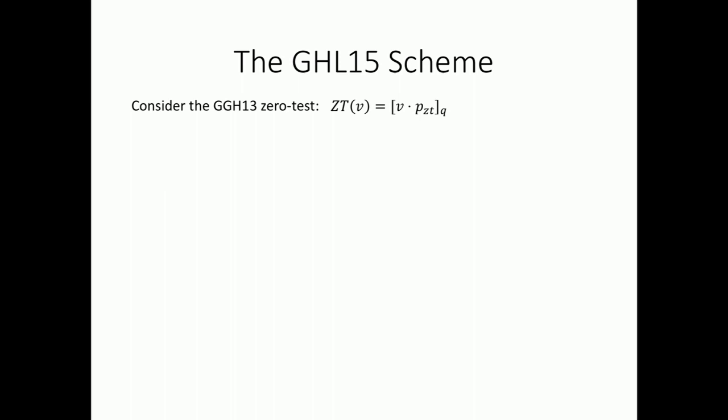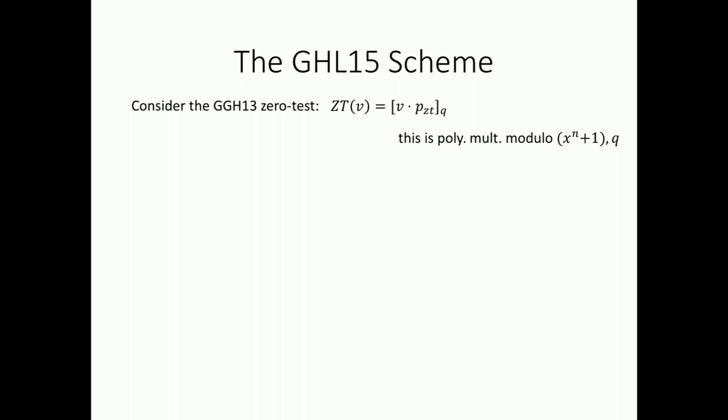So let's think about the zero test again, the GGH13 zero test. You have this PZT, a polynomial, an element in this ring modulo Q, and you have your encoding, which is again an element in the ring R_Q. You multiply them, and you check if what you got was small. But what does it mean to multiply two polynomials in this ring R_Q? You take two vectors over Z_Q, the coefficients of these two polynomials, and you get a new vector, but this new vector is just bilinearly dependent on these two input vectors.